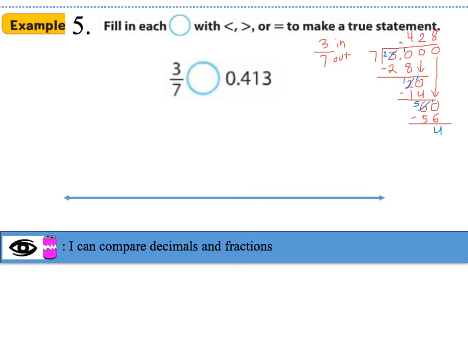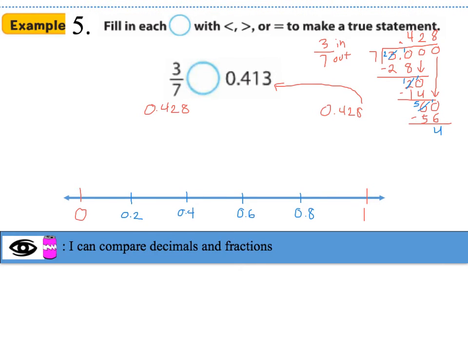So after using in and out, I got 0.428. This division problem does continue on, but I stopped after 0.428 because the place value of 8 matches up with the place value of the 3. So now I'm going to write 0.428 right underneath the fraction 3/7, and I'm going to use a number line to compare these two. So I know that both numbers are between 0 and 1, so I'm going to zoom in on my number line between 0 and 1. And I'm going to count by increments of 20ths.